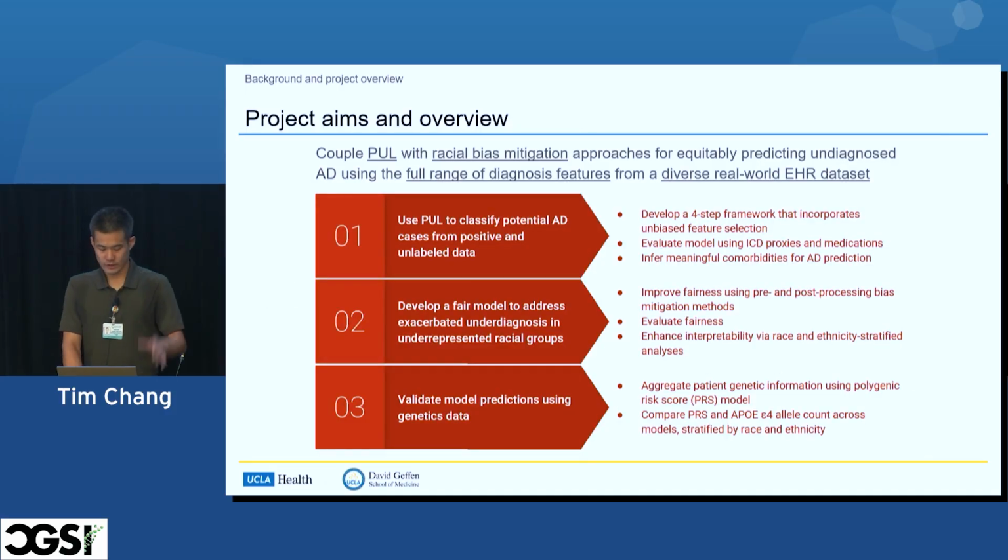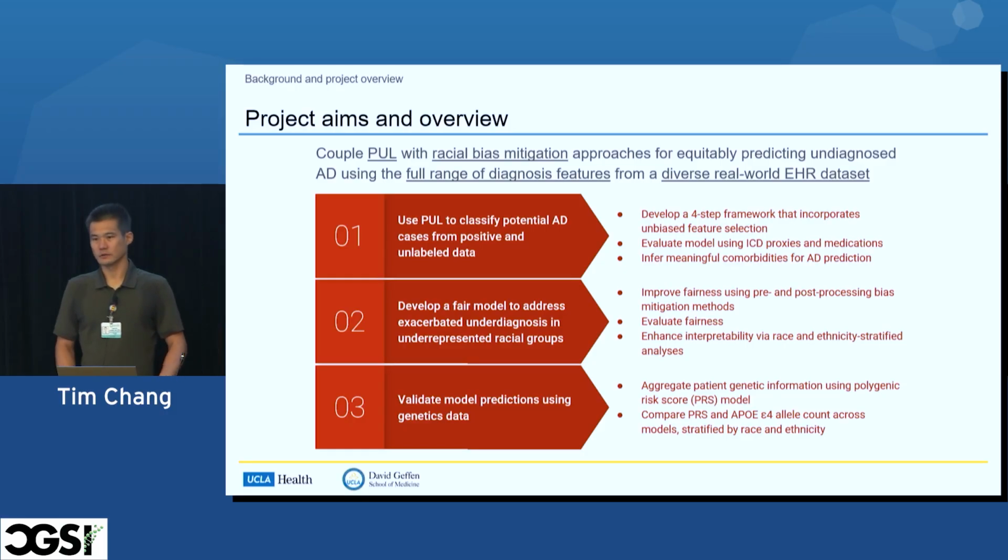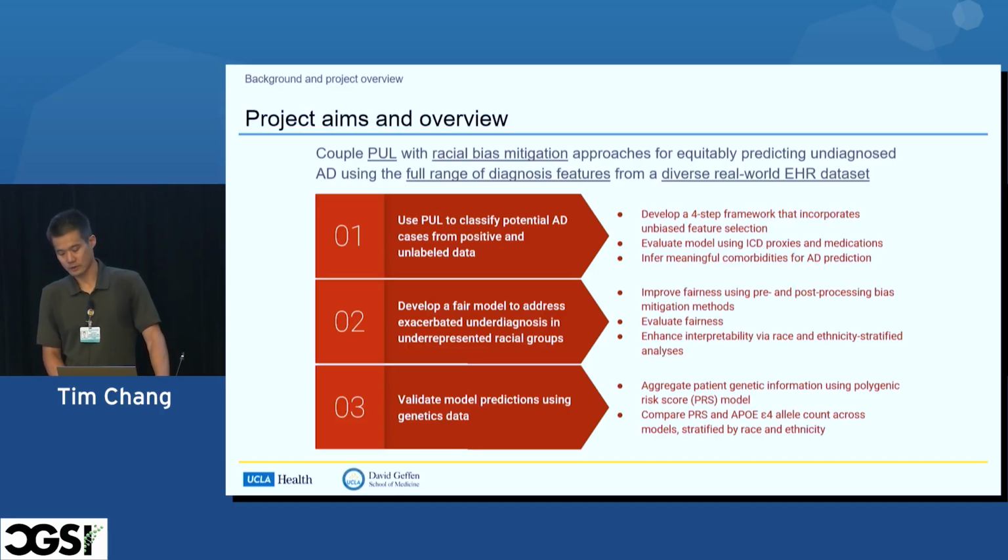Okay, so there's kind of three sections to this. One is how we develop the model and what their accuracy and AUC look like. We look at fairness across different race and ethnicity groups, and then we tried to validate the model with different genetic risk factors.